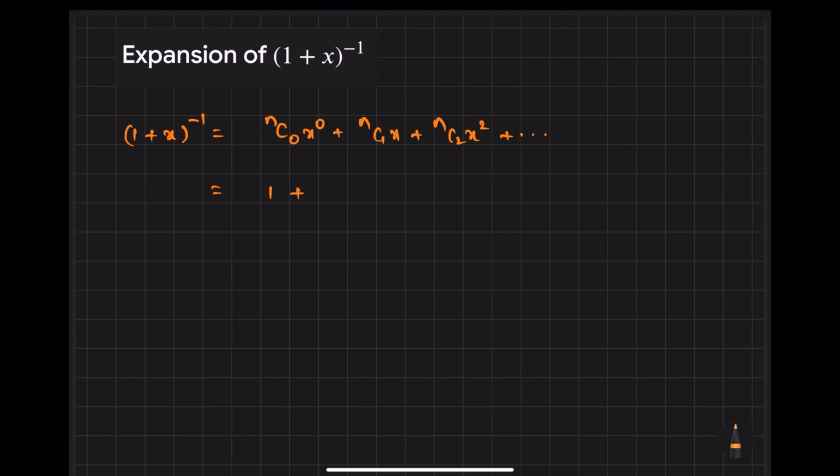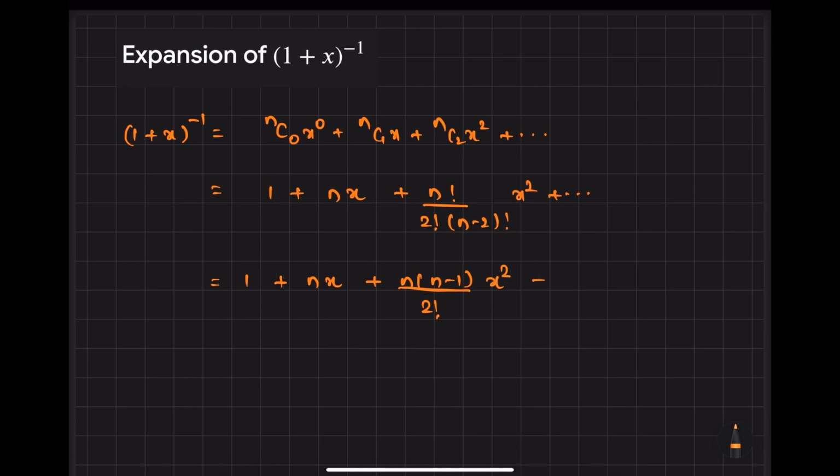Now, nC1 is n, right? So we got nC1 as n x, and then n factorial by 2 factorial n minus 2 factorial x square, dot dot dot. Okay, so we have 1 plus nx plus n into n minus 1 by 2 factorial x square.